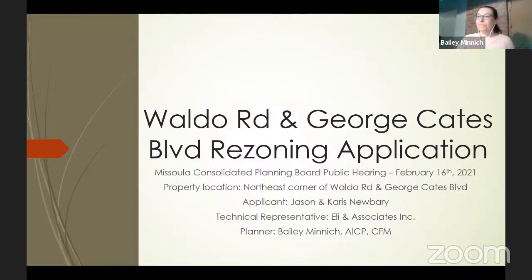Perfect. Okay, awesome. So this is an application for the Waldo Road and George Cates Boulevard rezoning application. The property is located at the northeast corner of Waldo Road and George Cates Boulevard. The applicant is Jason and Karis Newberry. Hopefully I'm pronouncing names correctly. And Eli and Associates is the technical representative on the application.